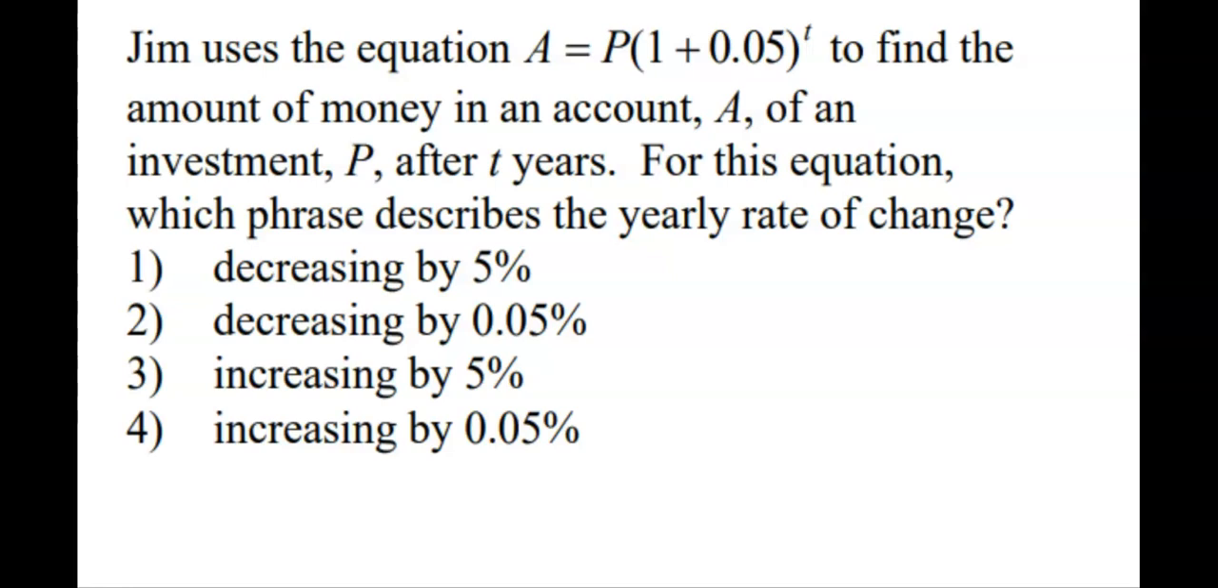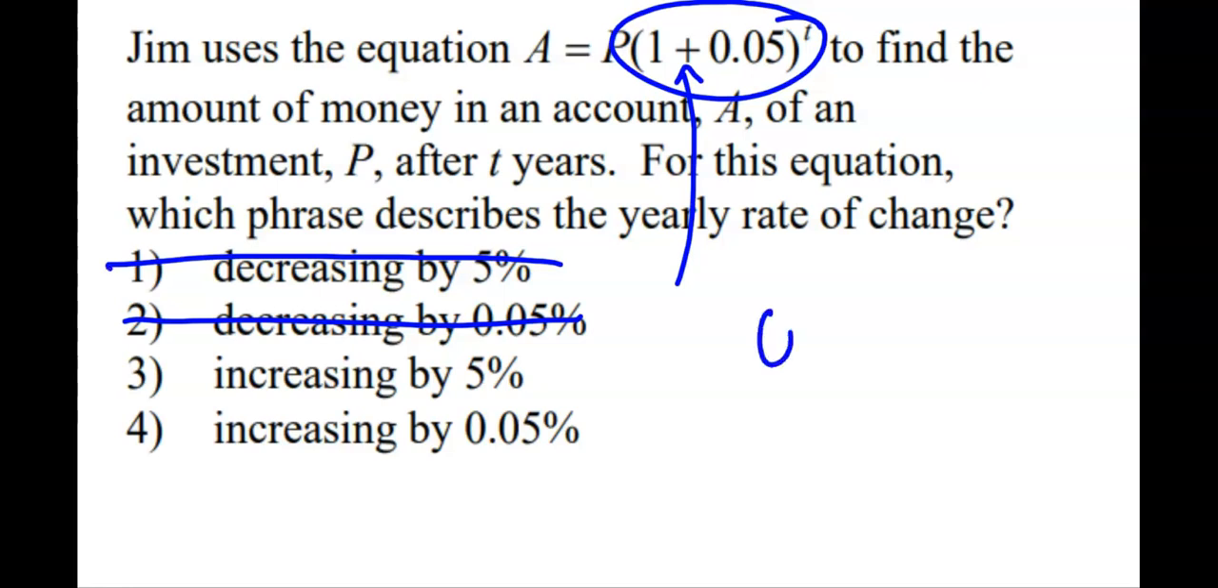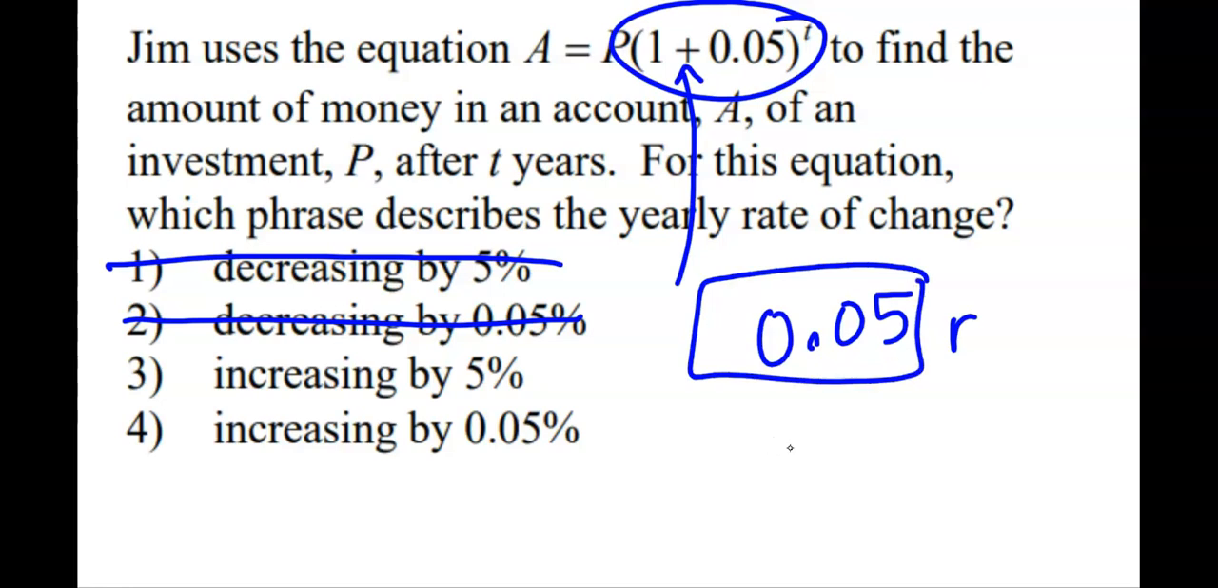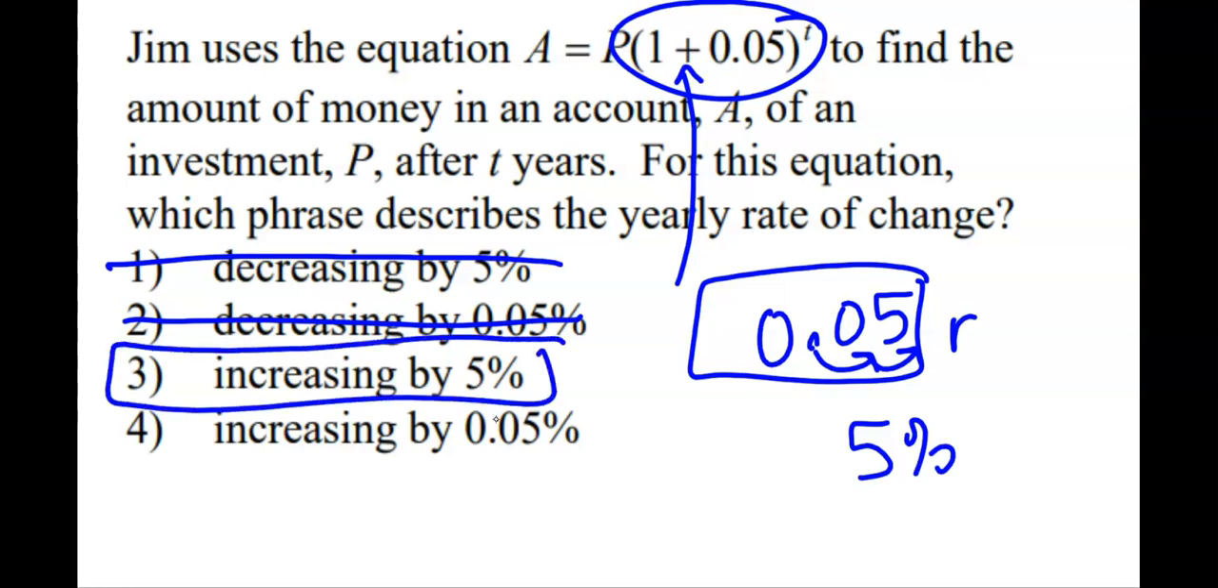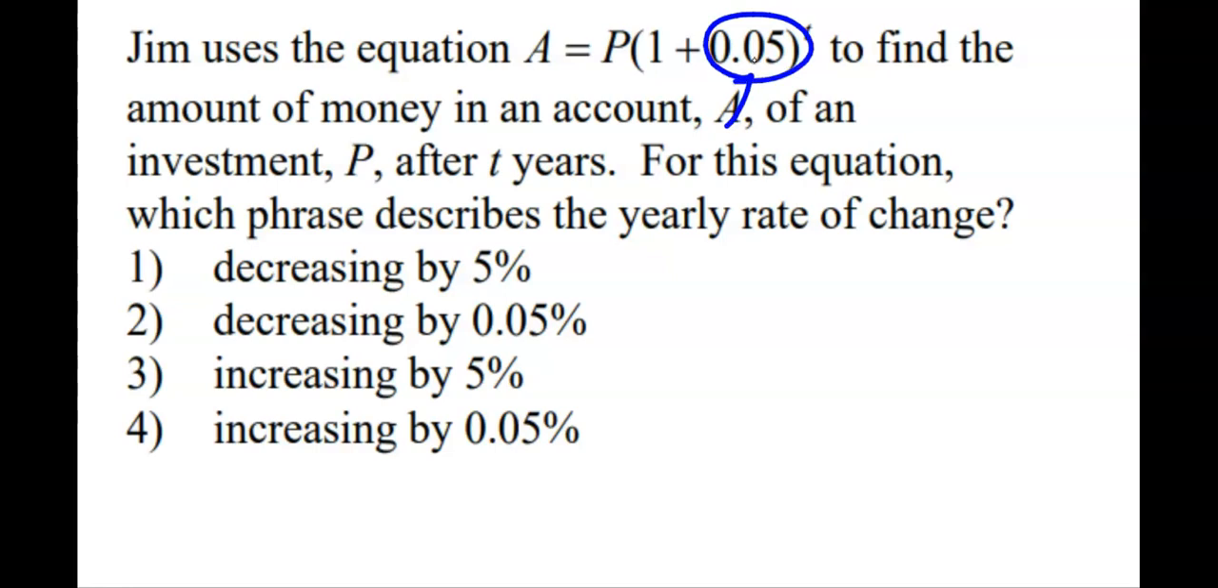Jim uses this equation to find the amount of money in an account. For this equation, which phrase describes the yearly rate of change? Well, take a look. That's a plus sign, so we are increasing. Now be careful. This value is the percentage rate. It currently does not have the percent sign. In order to put the percent sign back in, you would need to move this decimal 2 places to the right. So the percentage of growth is 5%, not this decimal number. Remember, this number doesn't have the percent sign, so we'd have to change it to put the percent sign back.